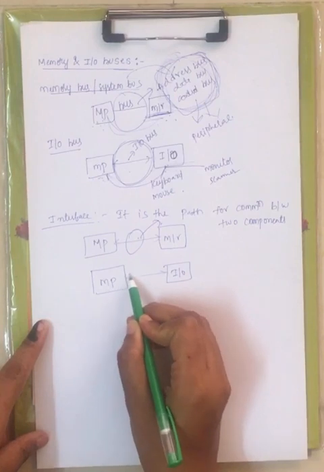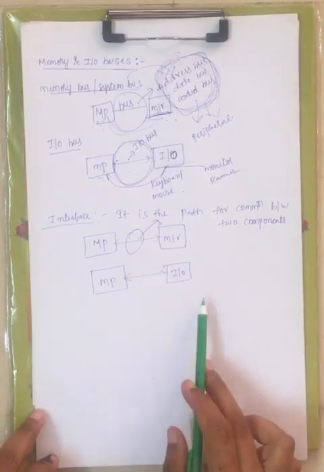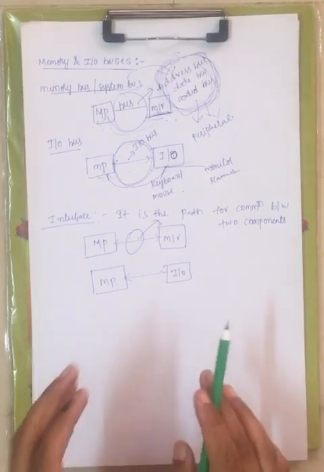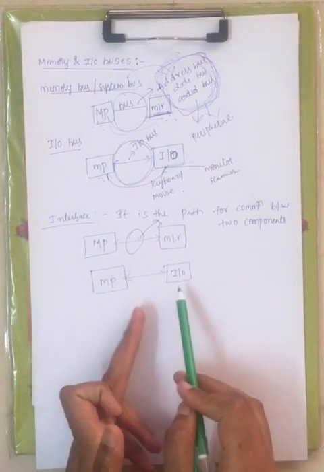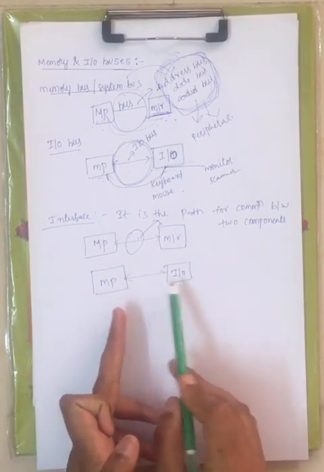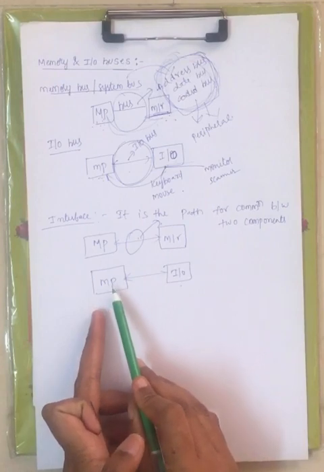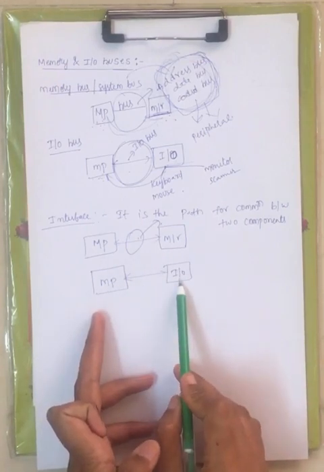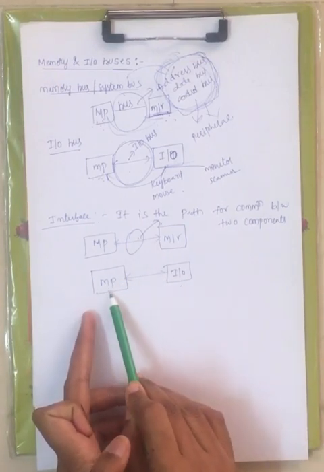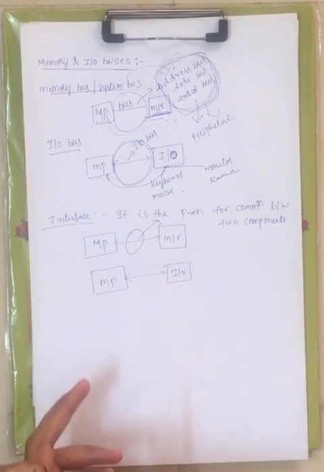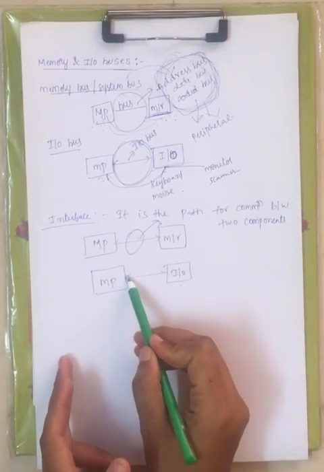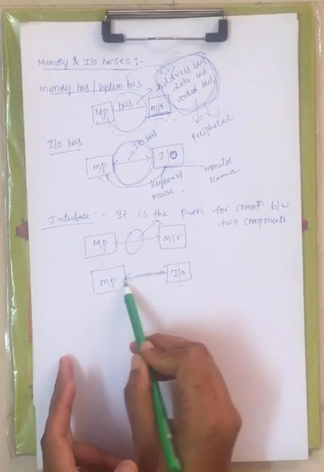I have to interface your microprocessor with the IO devices. In order to communicate your microprocessor with the IO devices, I have to interface your microprocessor with the IO device. Nothing but I have to make a path, right?